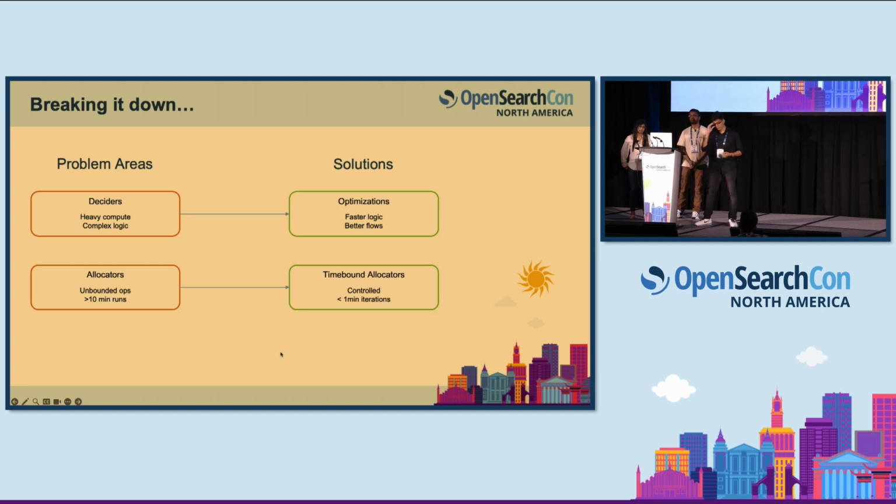So what are the solutions? Coming to the allocation deciders, we need an approach which optimizes the logic and executes much faster, not bottlenecking and choking the master thread completely while running those operations, although not compromising on the feature or the solution that the particular decider was performing. And obviously it should have better flows. It should not touch how the allocator was currently running.